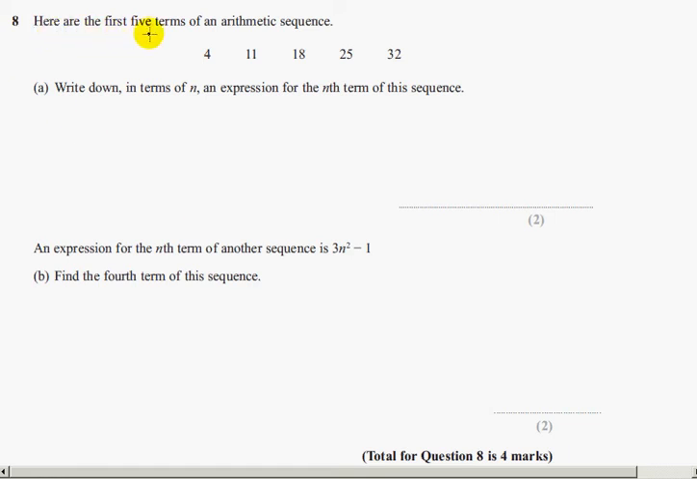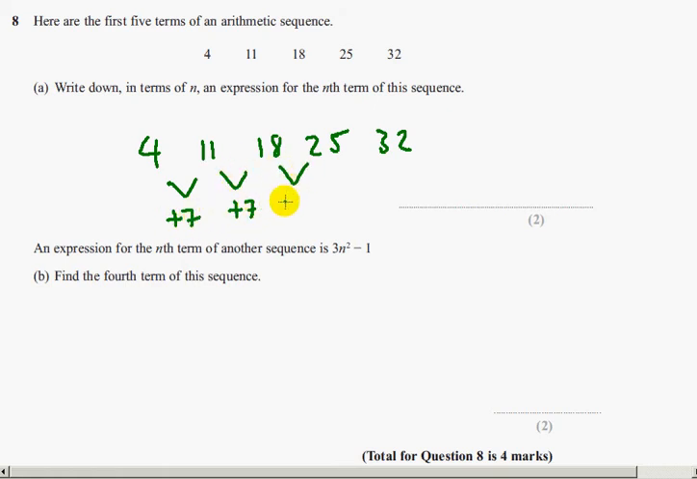Question 8. Here are the first 5 terms of an arithmetic sequence. 4, 11, 18, 25 and 32. Part A says write down in terms of n an expression for the nth term of the sequence. So we have 4, 11, 18, 25 and 32, and I hope you can see that it's growing by 7 every term. Okay, so that's going to give us our first bit of 7n.